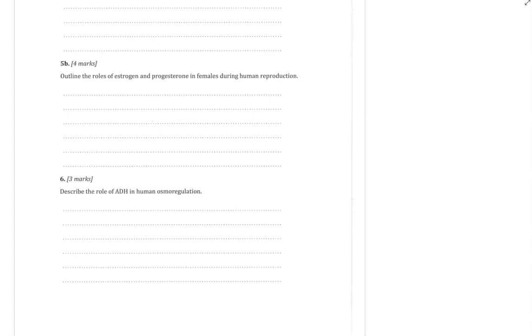And then question 6 for 3 marks. Describe the role of ADH. So remember, ADH stands for antidiuretic hormone. So it's released when the blood plasma water content is too low. So it makes the walls of the collecting duct more permeable to water, which then means that more water is reabsorbed from the filtrate. So more water is returned to the blood, and a smaller volume of more concentrated urine is excreted. Boom.